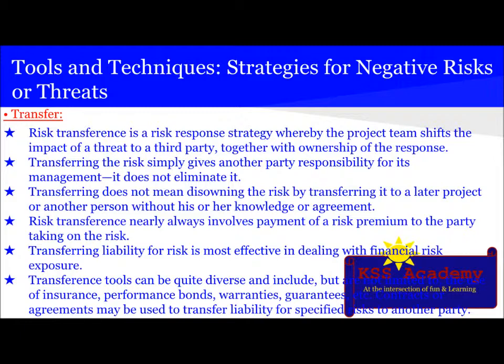Risk transfer nearly always involves payment of a risk premium to the party taking on the risk. Transferring liability for the risk is most effective in dealing with financial risk exposure. Transference tools can be quite diverse and include, but are not limited to, the use of insurance, performance bonds, warranties, guarantees, etc. Contracts or agreements may be used to transfer the liability for a specified risk to another party.